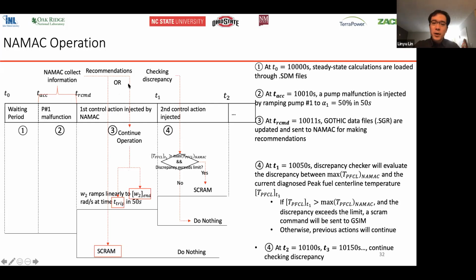After this recommendation, the NAMAC system will continue monitoring the reactor state by checking the discrepancy between the NAMAC prediction and the measurements. If the discrepancy exceeds the limit, then we will send a scram signal. Otherwise, we will continue the operation without doing anything. Then the question will be how NAMAC transfers the information to a recommendation.